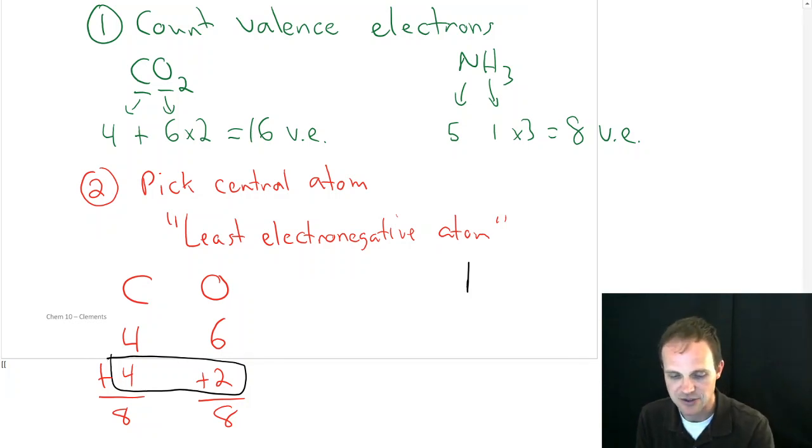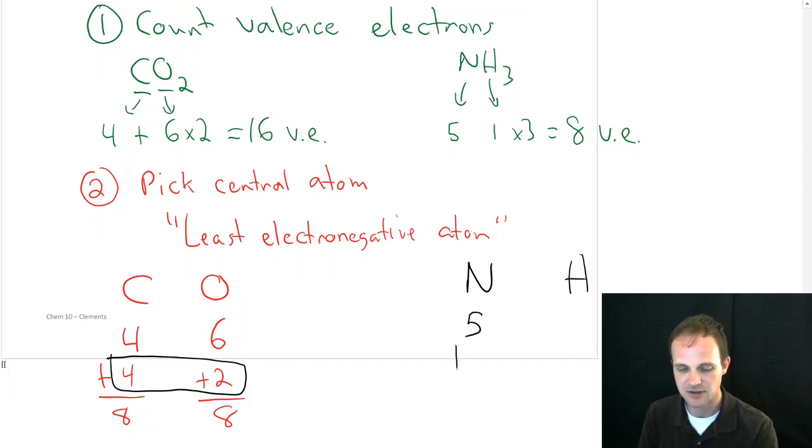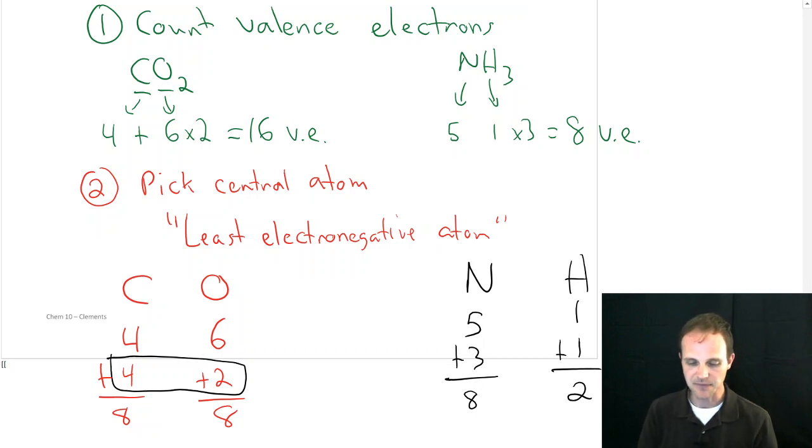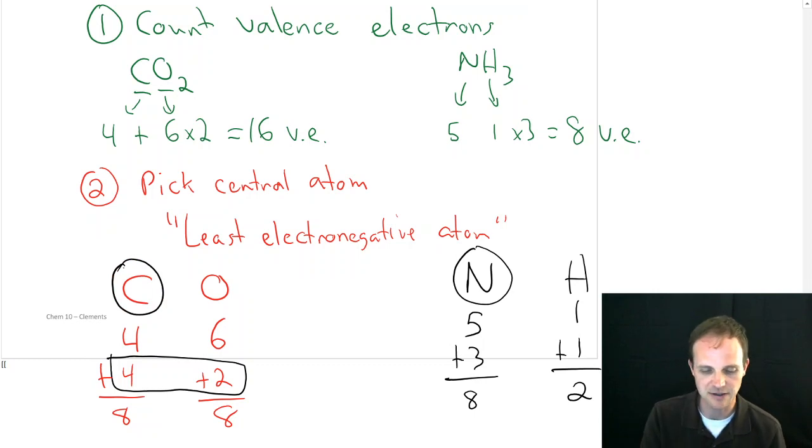How about nitrogen and hydrogen? Nitrogen has 5 valence electrons. He needs 3 to be happy. Hydrogen has 1 valence electron. He needs 1 to be happy, because remember, he's looking to look like helium. So who's going to be the central atom? Somebody who makes 3 bonds or somebody who makes 1 bond? Well, if you make 1 bond and you make a bond to somebody else, the molecule is over. And so that's not a very good central atom. So we're going to put nitrogen as the central atom here, carbon as the central atom here.